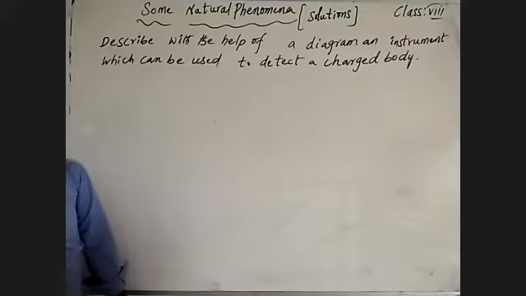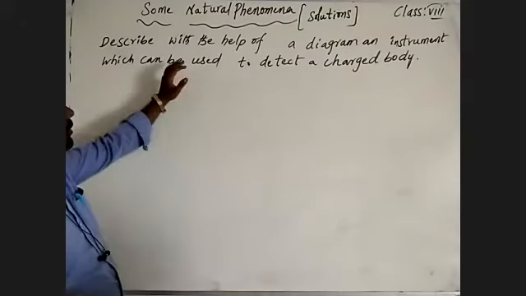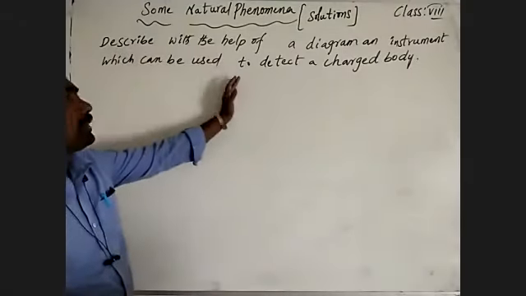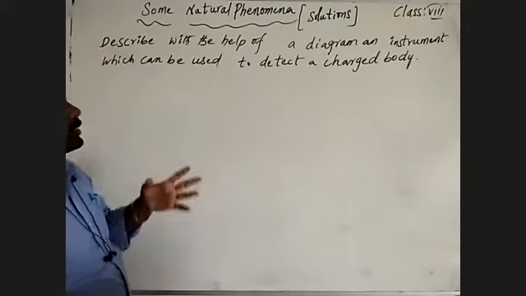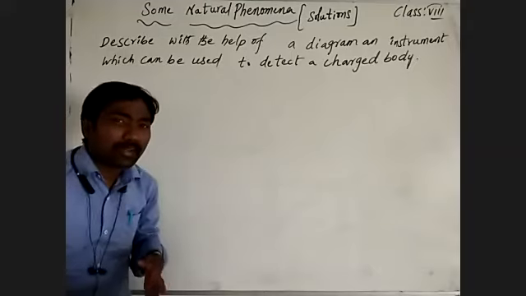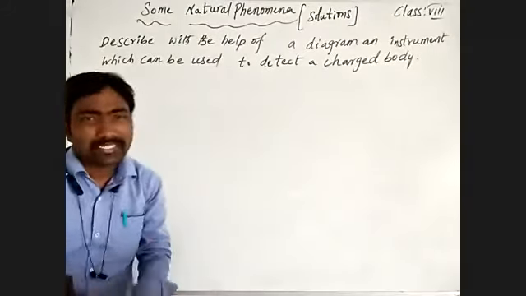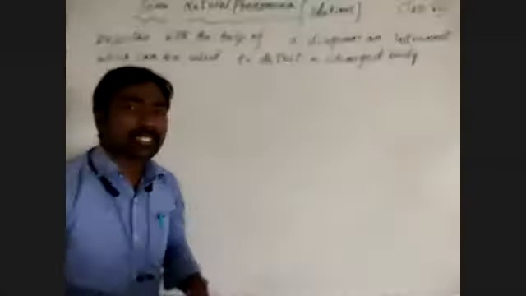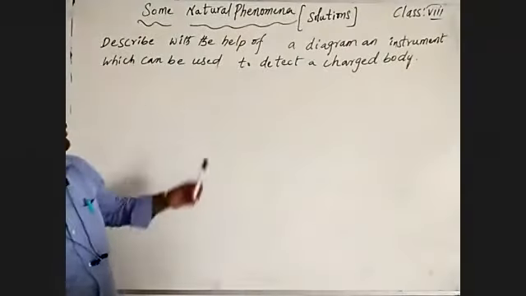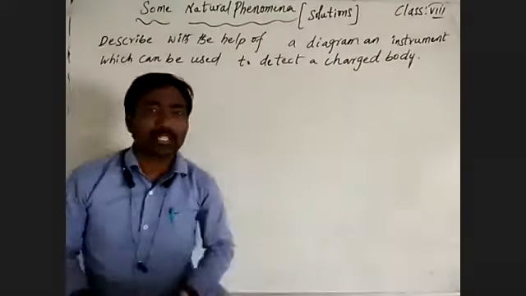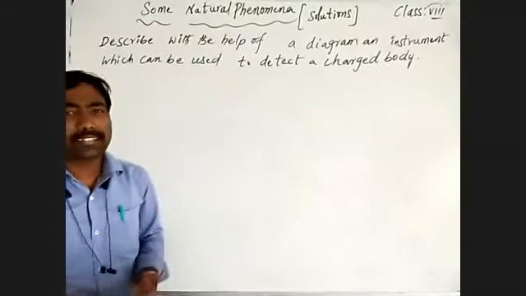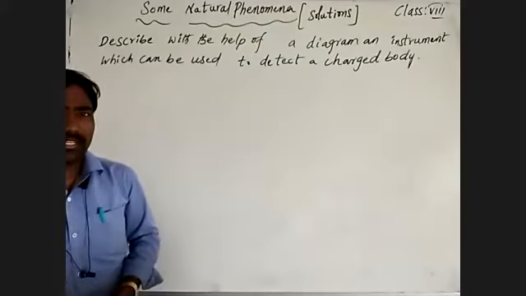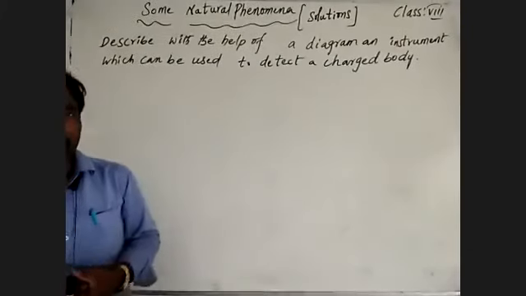Understand? See here, what is the meaning of the question? We have to show experimentally, with a diagram, what instrument is used to identify the body which consists of charge. Means we have to identify a charged body, whether the body consists of charge or not. That we have to discuss by this activity.